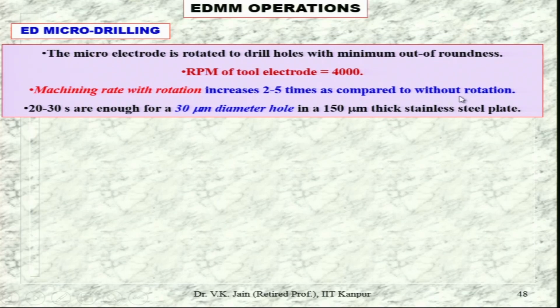So, this is another very important point to note, that if you are not rotating the tool or the electrode, then the machining rate will be low. If you are rotating it, it can be as high as 2 to 5 times that without rotation. 20 to 30 seconds are enough for a 30 micrometer diameter hole in 150 micrometer thick stainless steel plate.